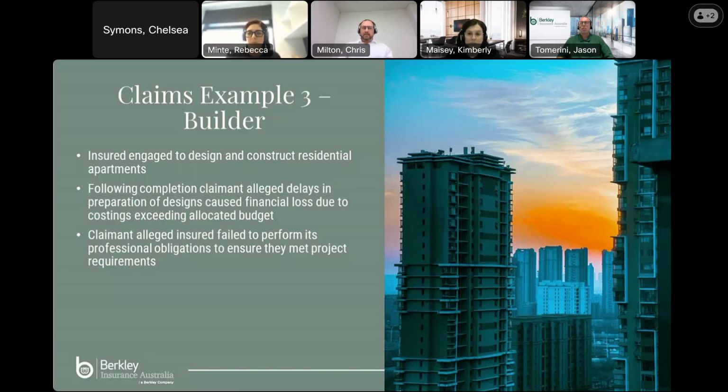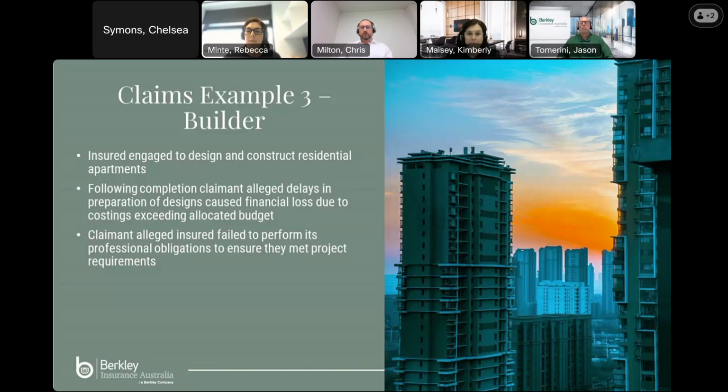The claimant alleged that the insured failed to properly perform its design obligations, including failing to conduct all necessary tasks to design and specify the works appropriately or in compliance with the project milestones for completion of those tasks. They also failed to review consultant documentation to ensure that the designs met project requirements.